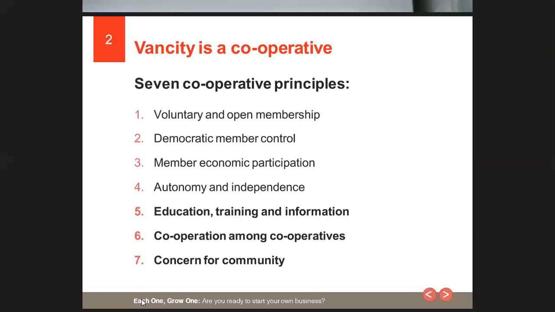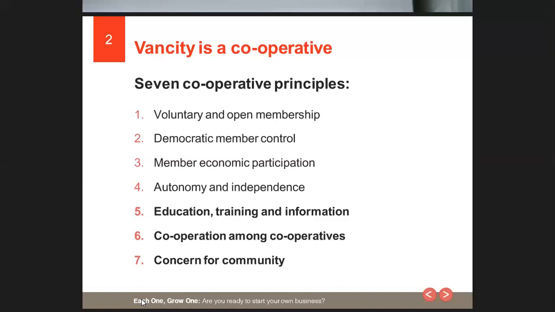Number two, democratic member control. You have to control your members, meaning your staff. You consider them like your partner, not like your employee or your staff. So that's why you must control them democratically.